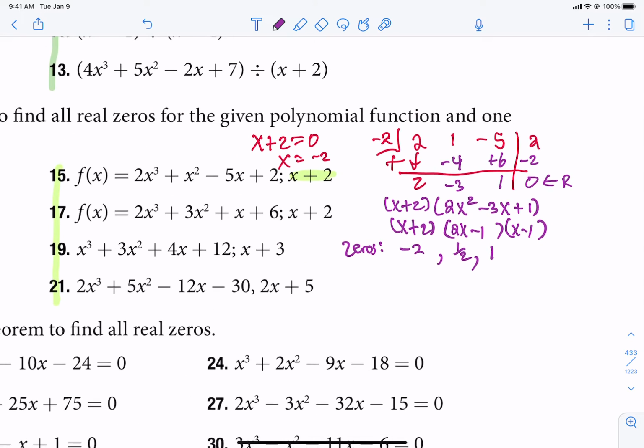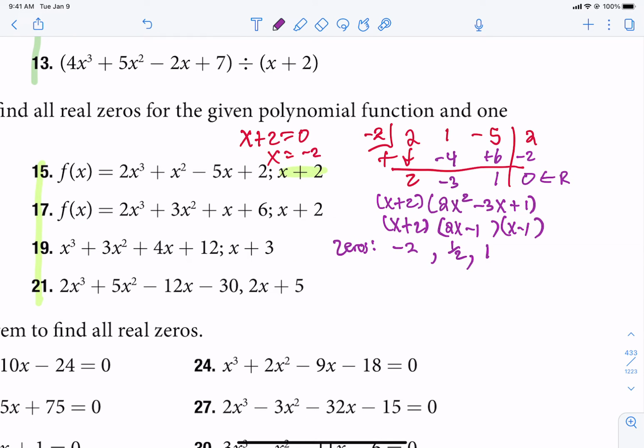So for 15 through 21, they have given you a factor. Take it out by division, either long division or synthetic, and then break down what you get as far as you possibly can to then find the zeros. If it's an irreducible quadratic that can't factor, I want you to use the quadratic formula.